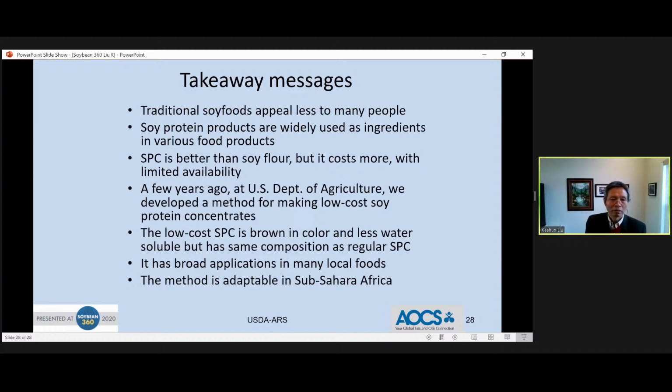A few years ago at the US Department of Agriculture, we developed a method for making low-cost soy protein concentrate. The low-cost soy protein concentrate is brown in color and less water soluble, but has the same composition as a regular soy protein concentrate. It has a broad application in many local foods, and I think the method is adaptable in the Sub-Saharan Africa region. This concludes my presentation.